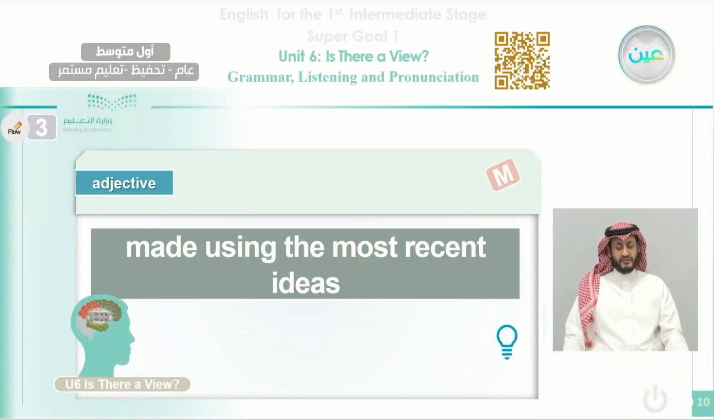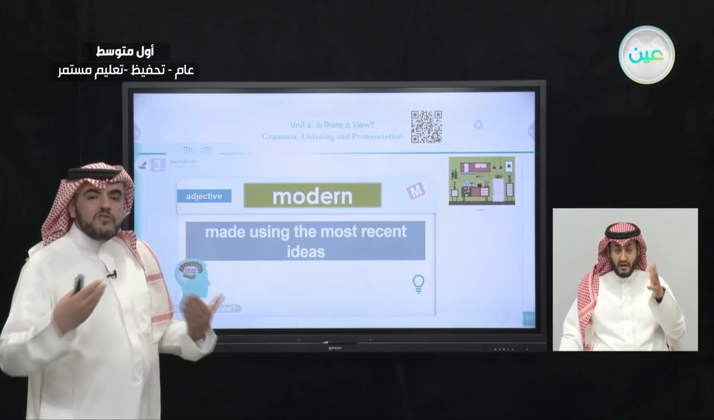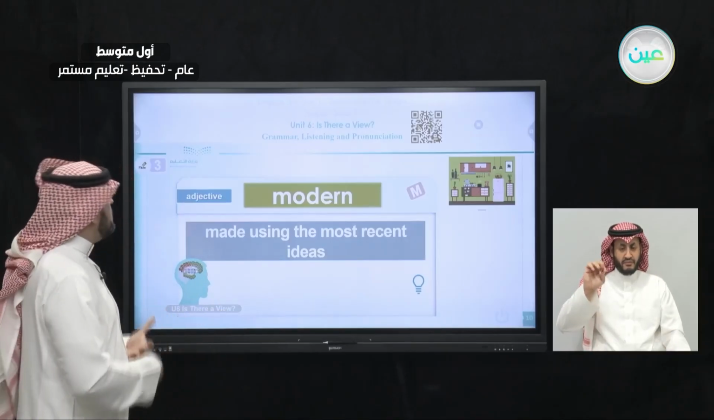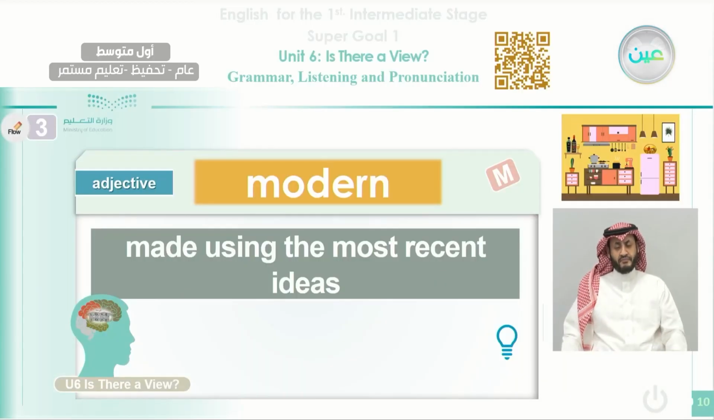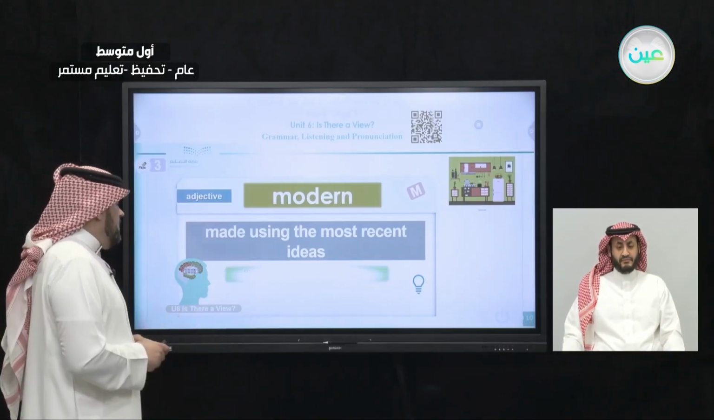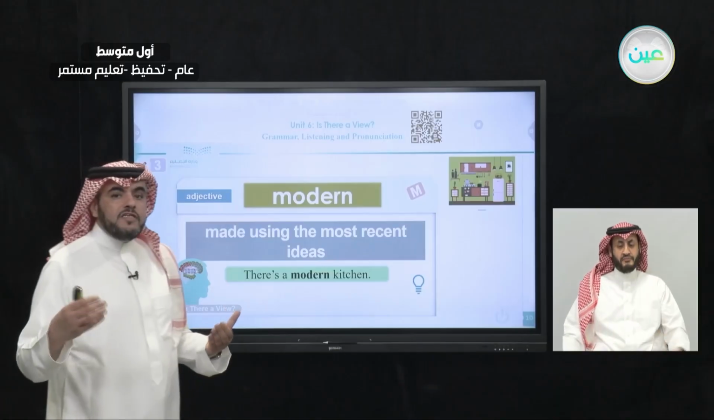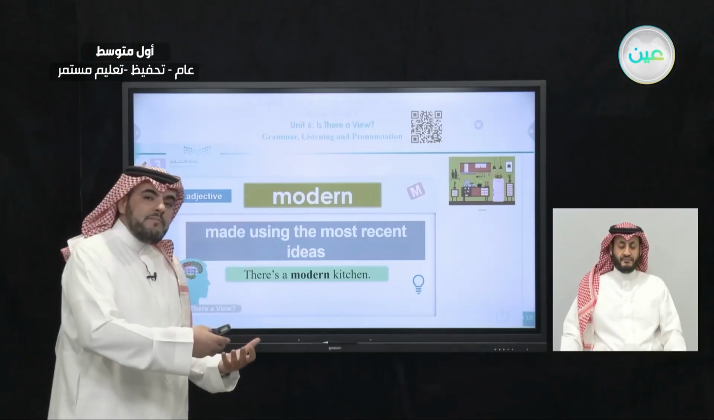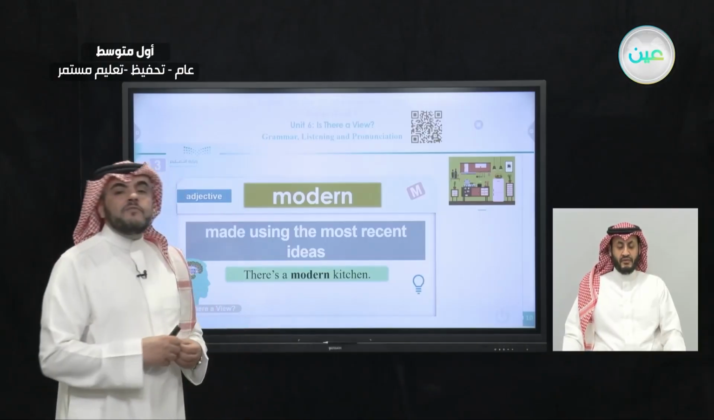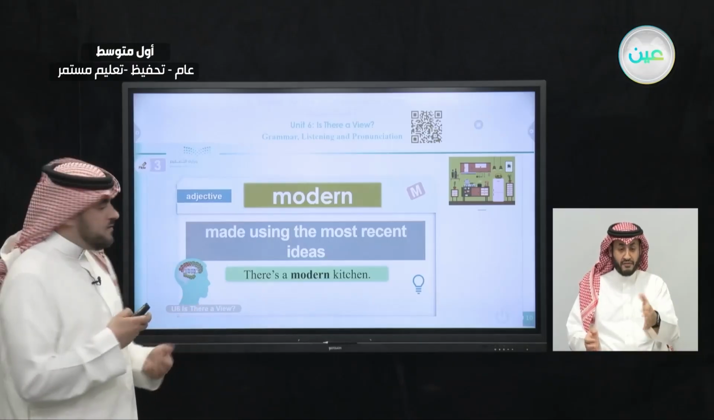Next is an adjective starting with M, made using the most recent idea. Okay, what is it? It is modern. Modern, that means new. If you want to describe the word modern, you can say made using the most recent idea. So it is created with new ideas. Okay, there is a modern kitchen. If you want to describe a kitchen that it is modern, all the equipment, the facilities available in this kitchen are modern. That means they are new, up to date.